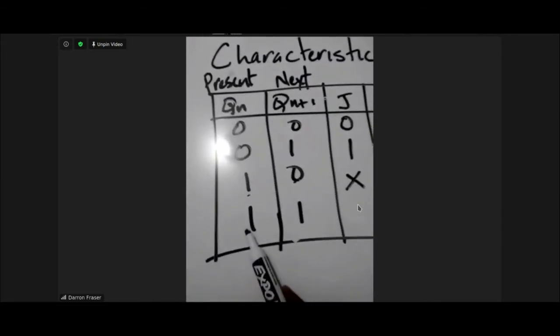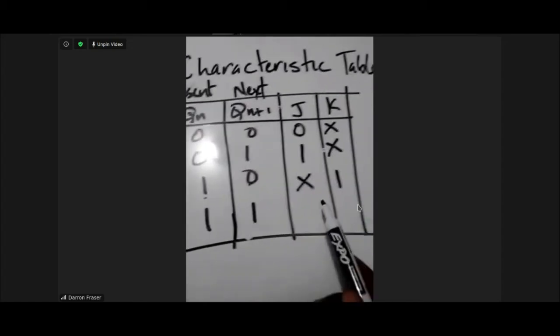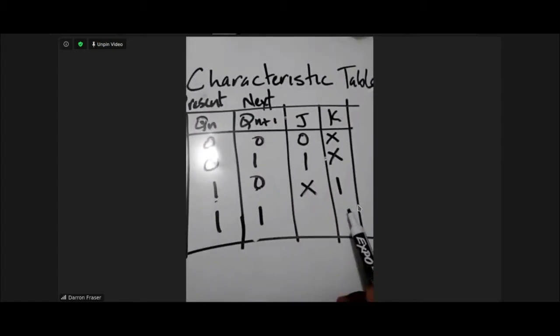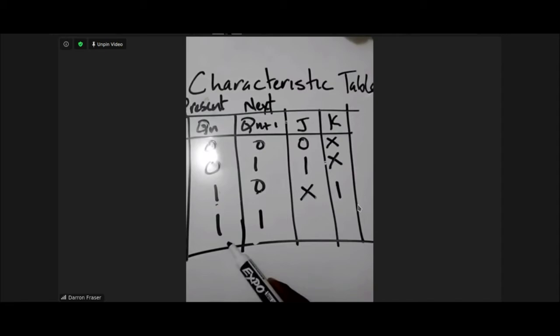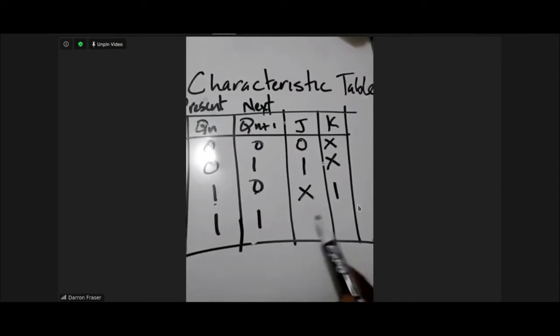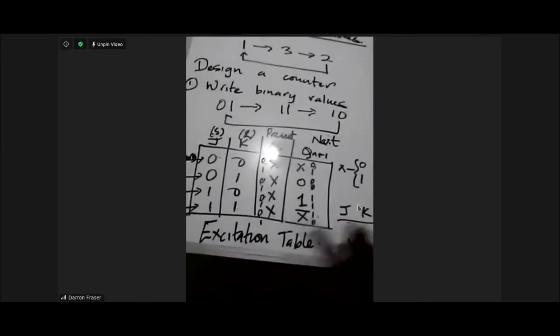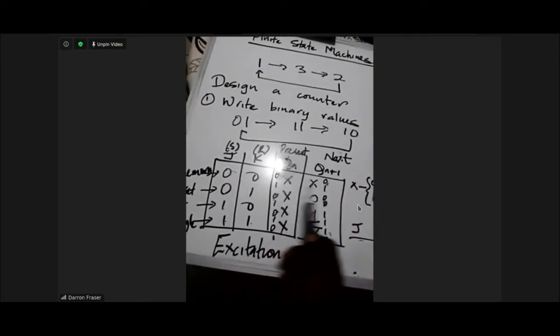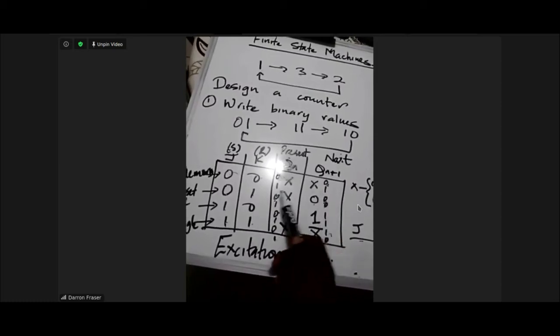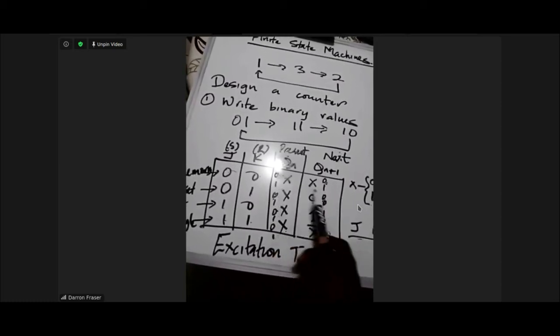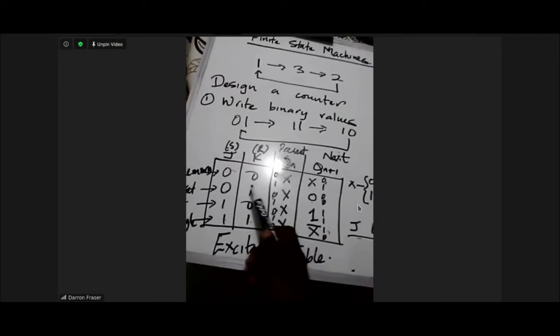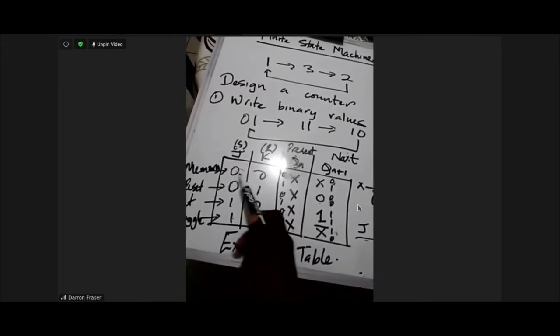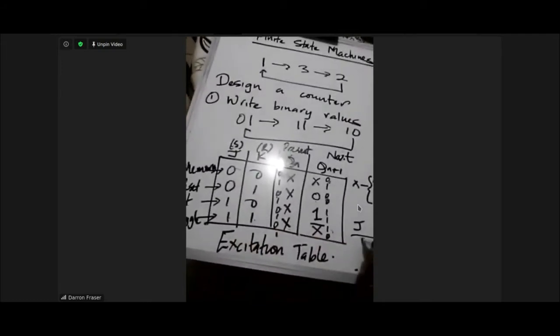Presently at 1, and the next state is 1, and we want to find the J and K values. Presently at 1, next state is 1, what value of J and what value of K? Present value is 1, the next state is 1. So it would be J is 0 and K is 0.